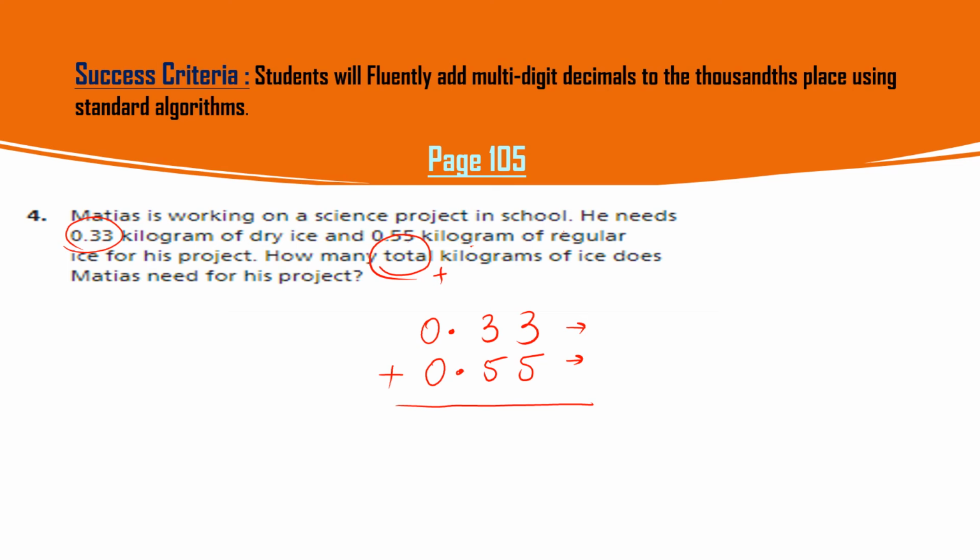How much total kilogram of ice does Matthias need for his project? So add them. 3 plus 5, 8. Point, and 0 plus 0, 0. So 0 point 88. Now how do we write? How many total? So you will write total he needs, or you can write, let's see here, Matthias needs for his project 0.88 kilogram of ice. That's all.